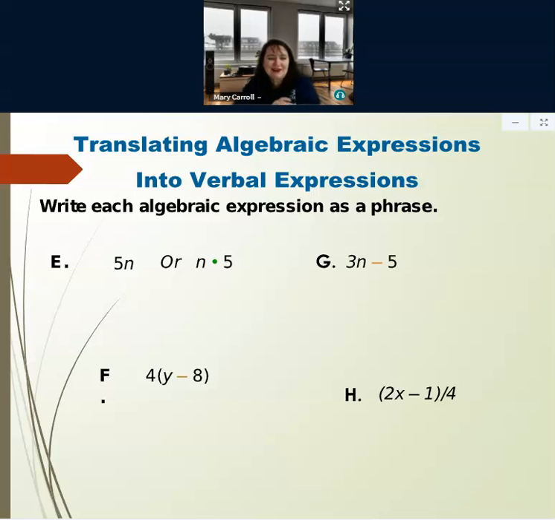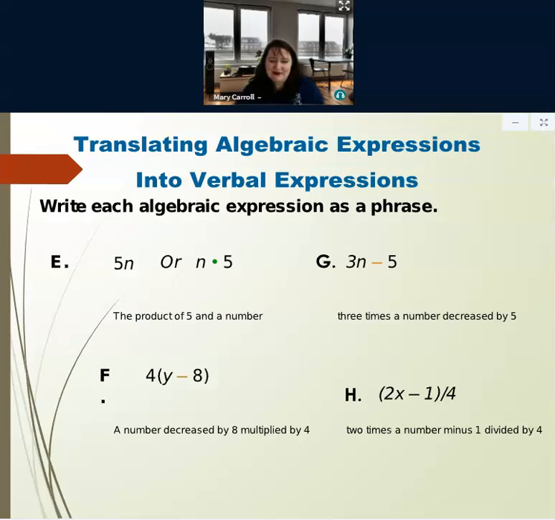All right, let's try that again. So pause the video, see if you can come up with some different ways of doing this. All right. Okay, I have the product of 5 and a number 3. So for E, I have that one. For F, I have a number decreased by 8 multiplied by 4.